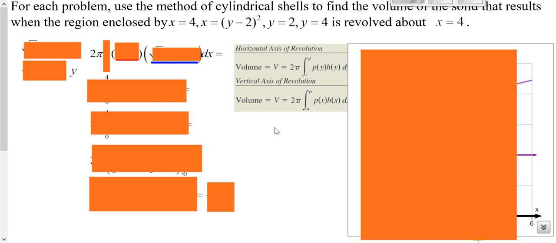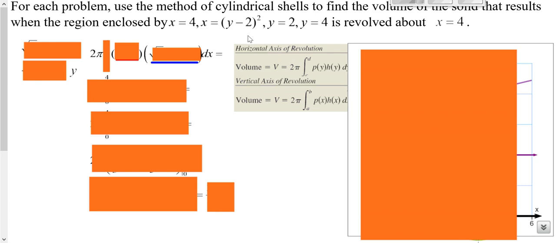We're going to continue to look at shells, but here our axis of revolution will be either a vertical line or horizontal line that's not on our axes. So if we go ahead and graph this, we'd have a vertical line at x equals 4.